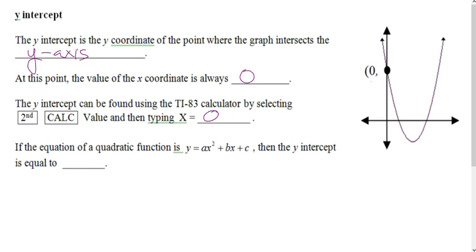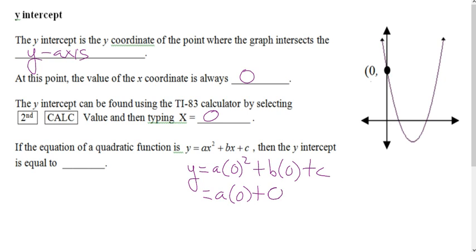The equation of a quadratic function is Y equals AX squared plus BX plus C. Then the Y-intercept is equal to? What's 0 squared? What's B times 0? What's A times 0? What's 0 plus C?